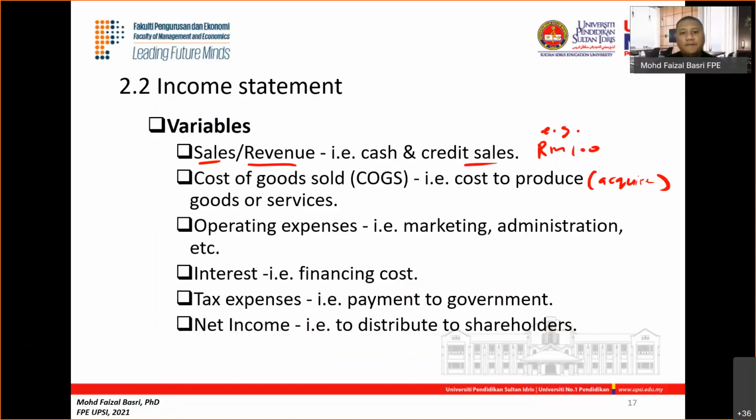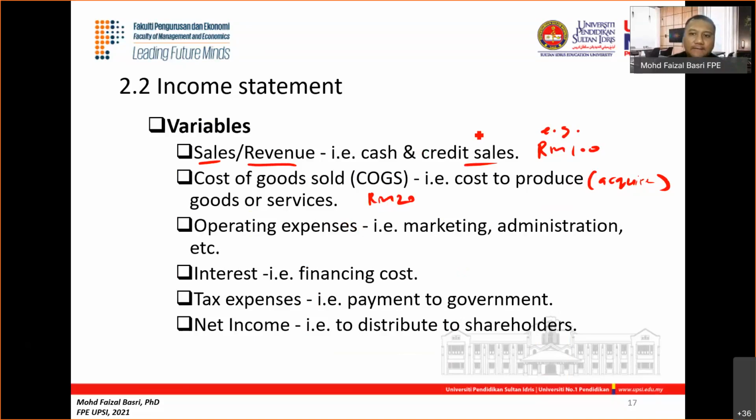Okay. And for this wallet, I don't produce it. Okay, I don't have factory to produce, but I purchase this from China, for example. And the cost is RM20. One unit ni, I beli RM20. Okay, so this cost to buy from China RM20, I akan letak kat sini. RM20. Okay, just cost to acquire je. Doesn't involve any other costs. Okay, just to purchase this, it's cost me RM20. So I put there RM20 lah as my cost of goods sold.